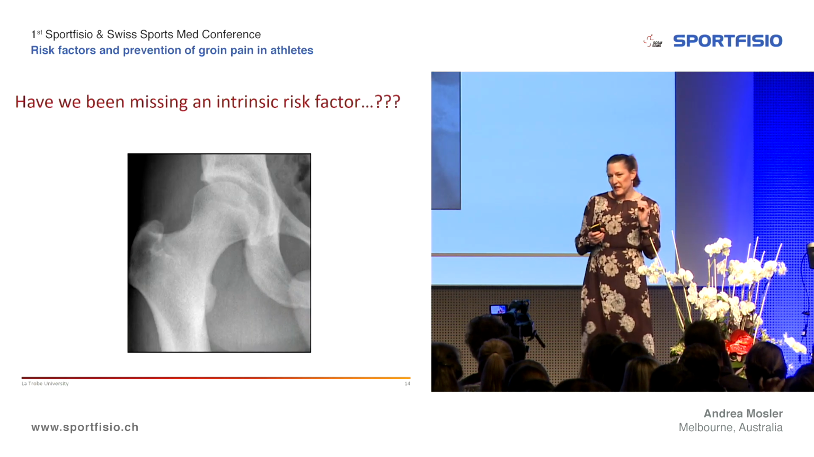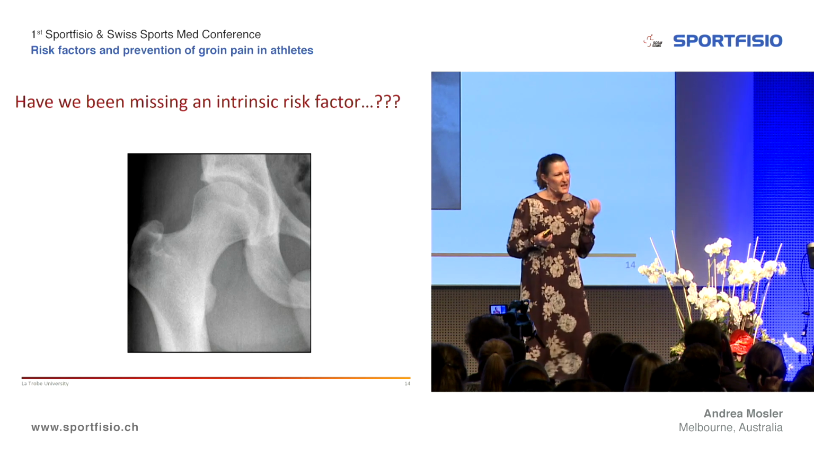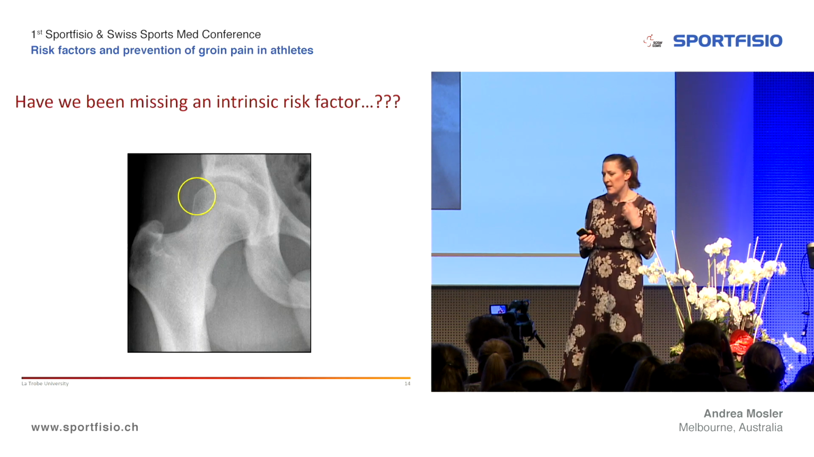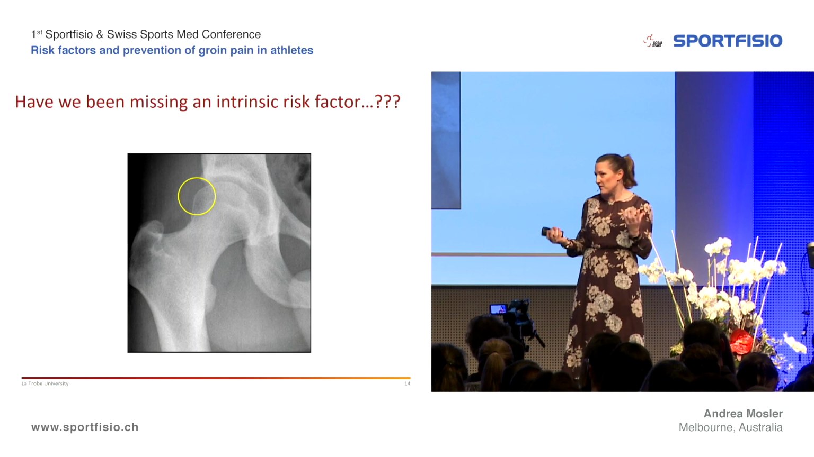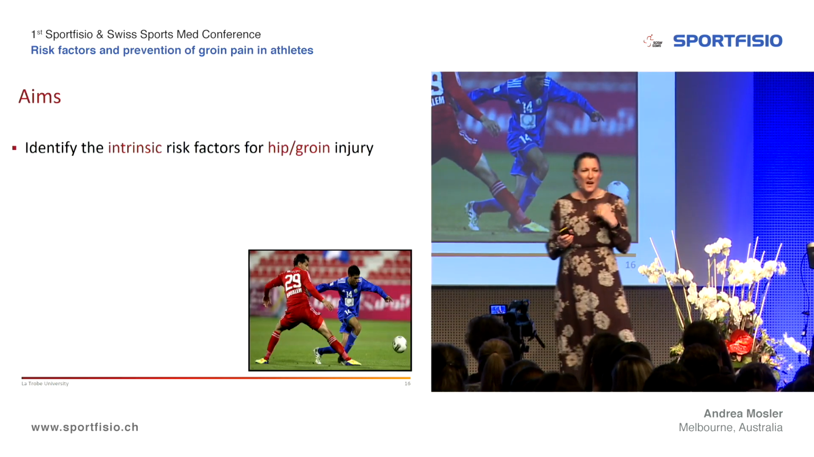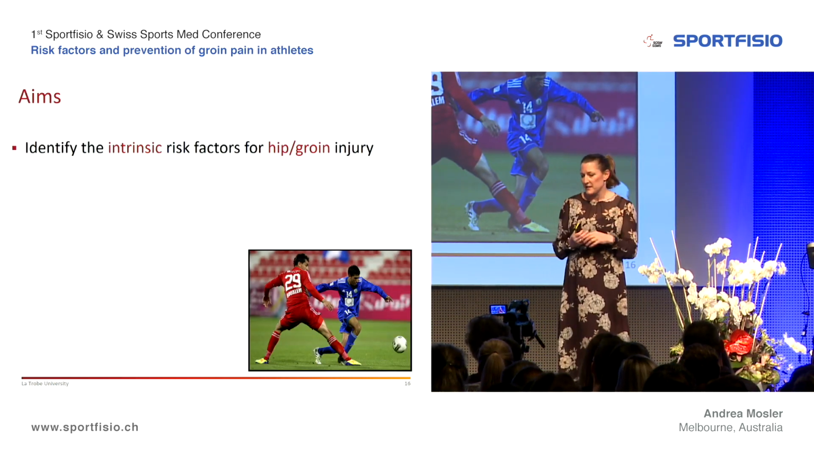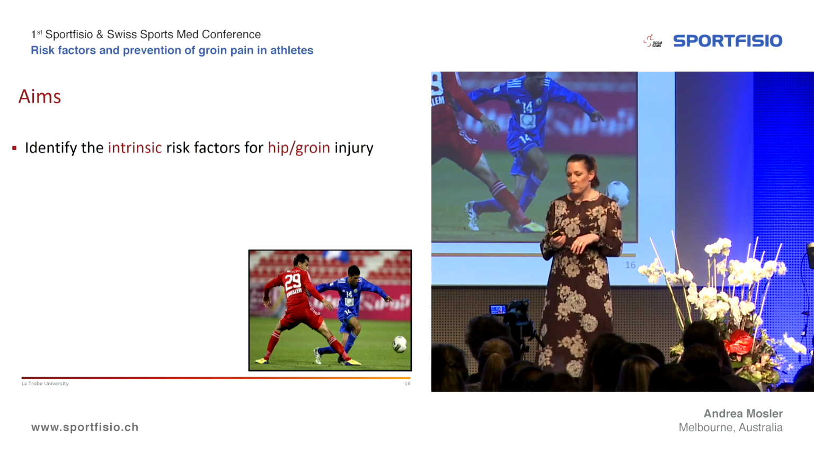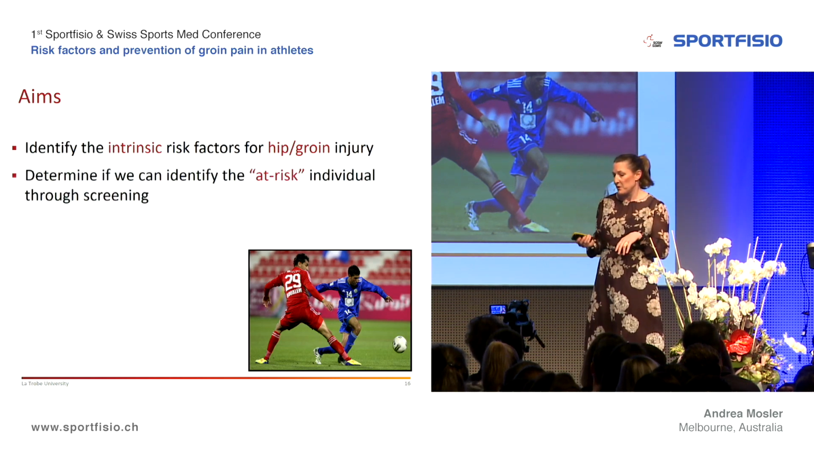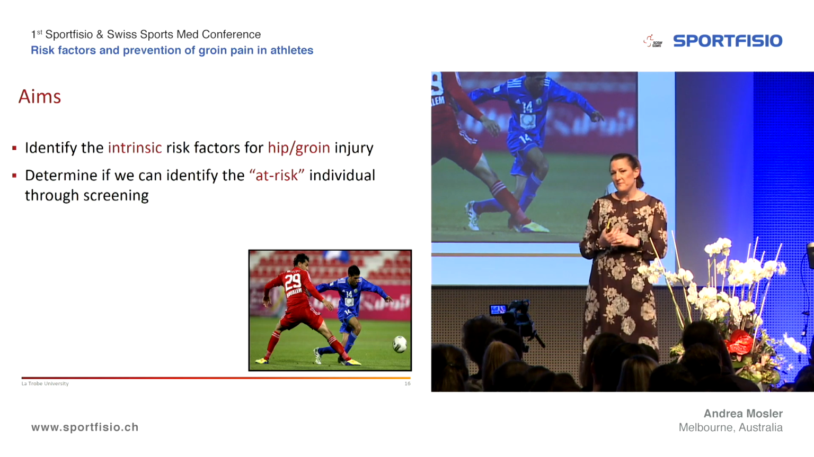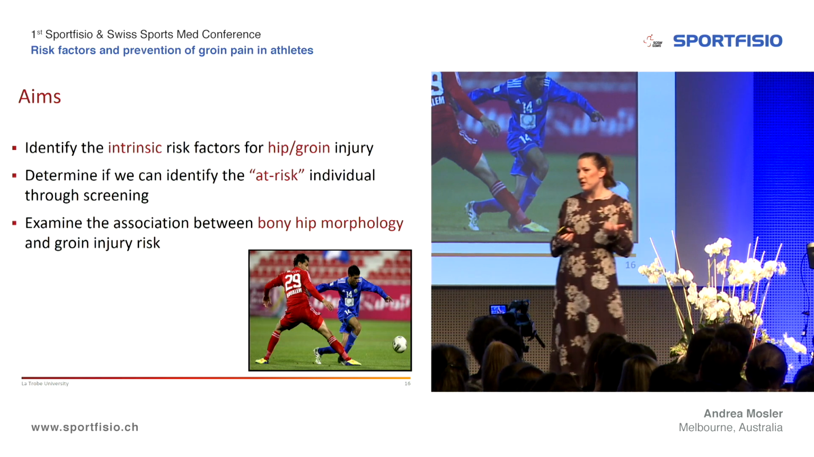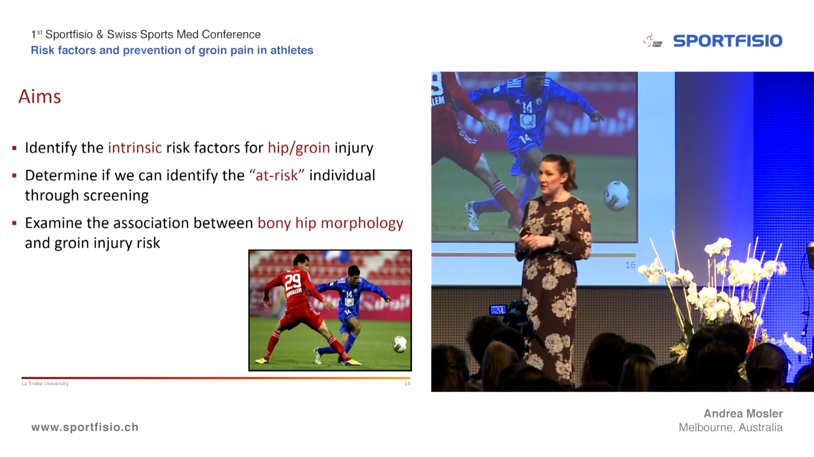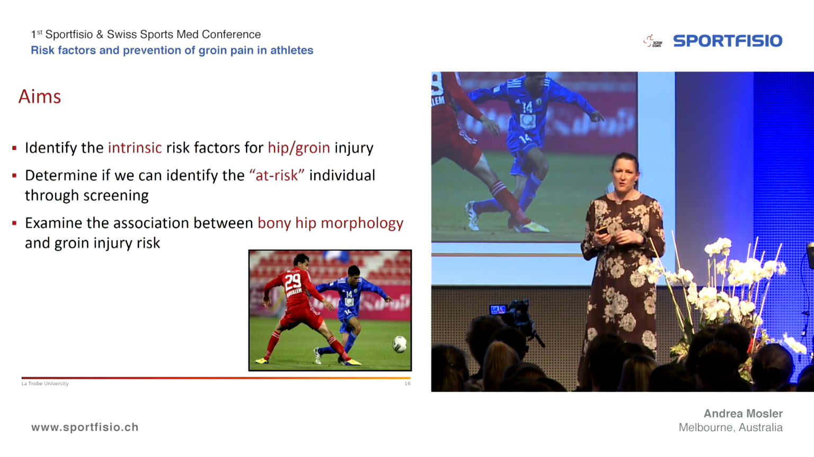But I was wondering, perhaps we've been missing an intrinsic risk factor. What about this little bump on the femur that we heard from Rinche this morning? Is that potentially an intrinsic risk factor that we haven't looked at yet? So that was one of the aims of our intrinsic risk factor study. We wanted to find what risk factors we could identify for hip and groin injury to see if we could determine that at-risk individual by screening. But we also wanted to look at the association between bony hip morphology, so the shape of the hip bones, and groin injury risk.